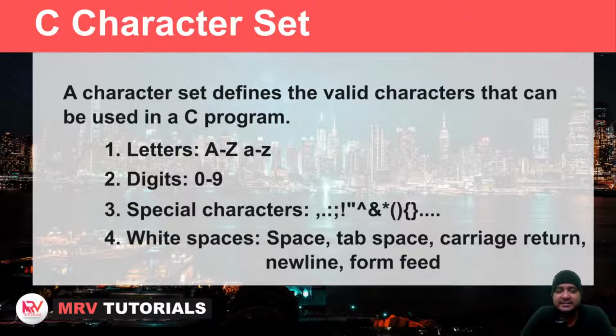The next thing is digits, which you can use inside your C program. Digits start from 0 to 9. Not only 0 to 9, you could use any combination of digits inside your C program. After 9 you could go for 10, 11, so any combination of digits can be used inside the C program.